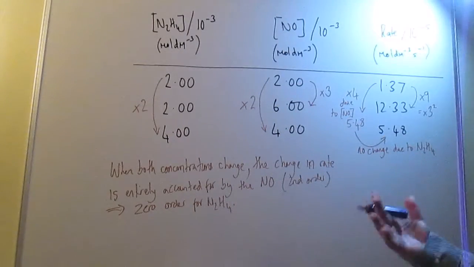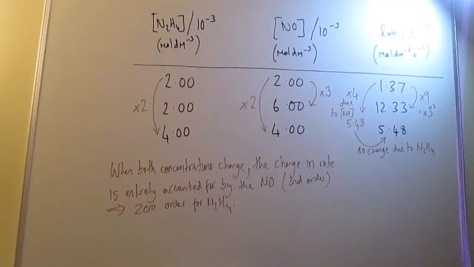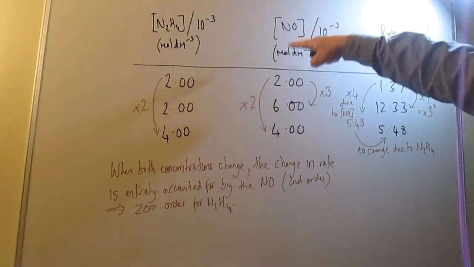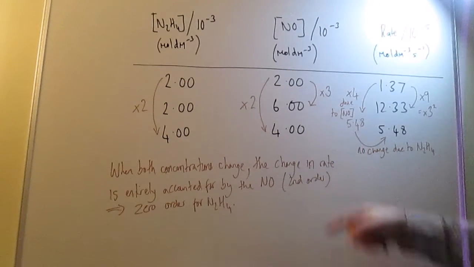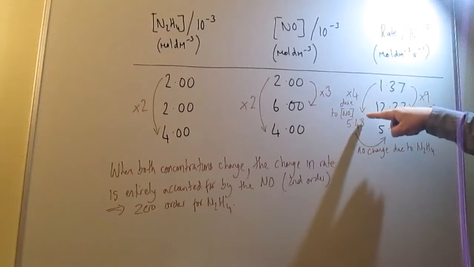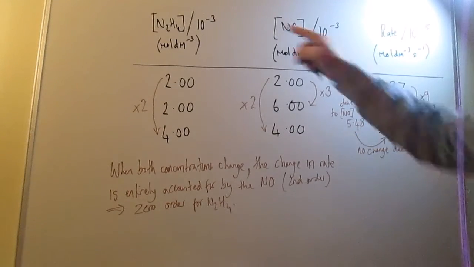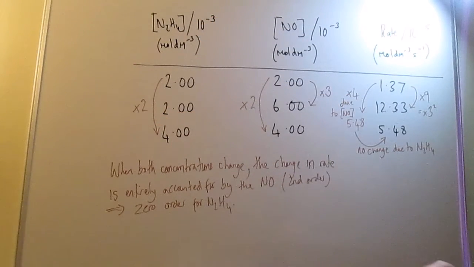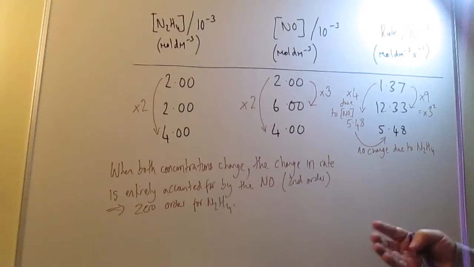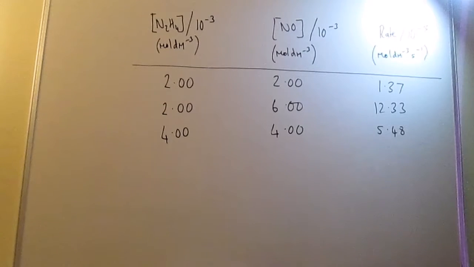Okay, so again, that's enough of an explanation to make it clear that you took account of the fact that both concentrations changed, that you knew what to expect for the NO because you've already worked out it's second order, so that doubling should quadruple the rate. And that's all that happens. The rate actually does quadruple, and that's all that happens. So the fact that we've doubled the N2H4 as well has had no further effect, and that confirms that it's zero order for N2H4. Next, it asks us to write down the rate equation.